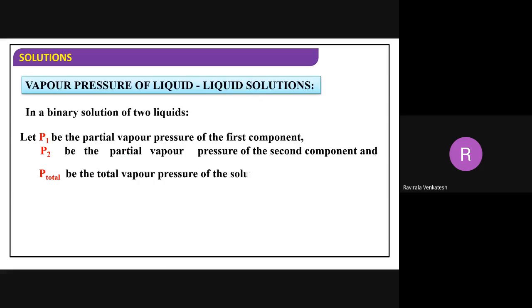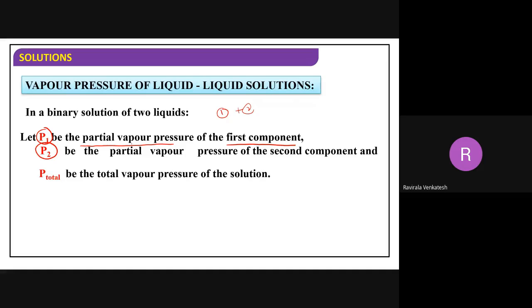Now let me see this in the binary solution. Let me take P1 as the partial vapor pressure of the first component. We don't know which is solute and which is solvent, because we don't know how much amount of benzene I have added and how much amount of CCl4. So we say it is a binary solution made up of liquid 1 and liquid 2. The partial vapor pressure of the first component I have taken as P1. Next, the partial vapor pressure of the second component I have taken as P2.